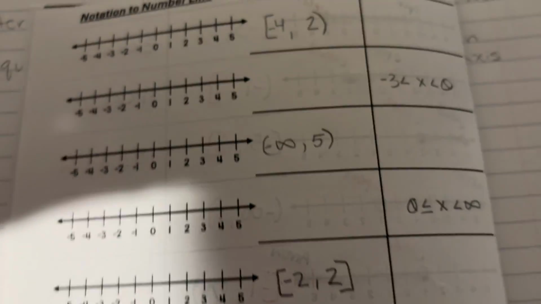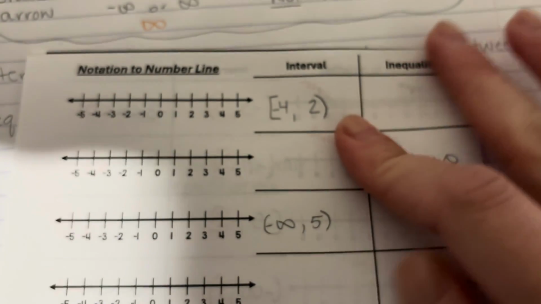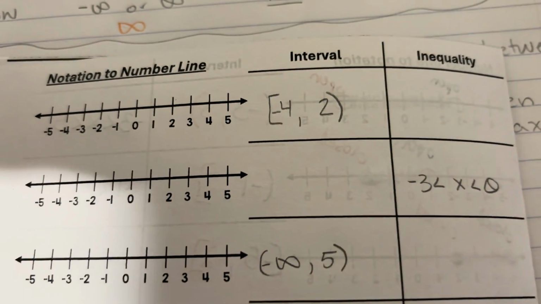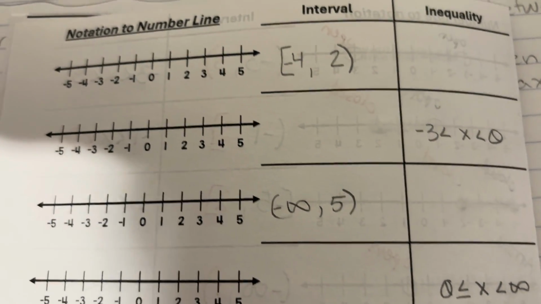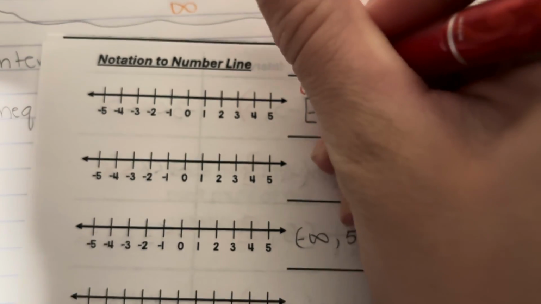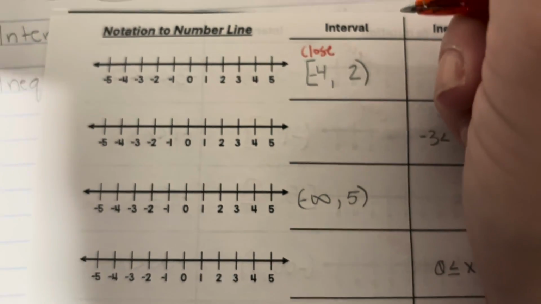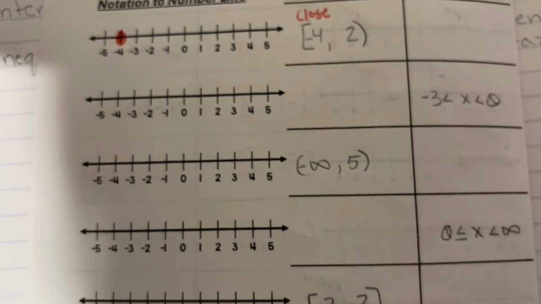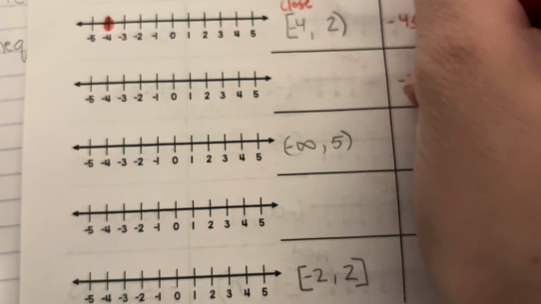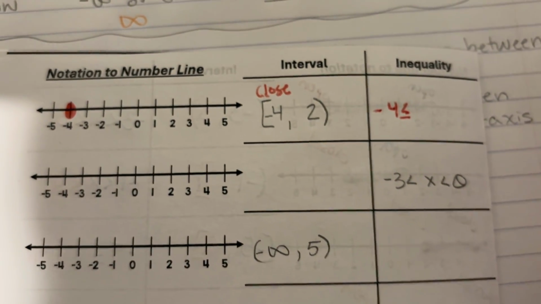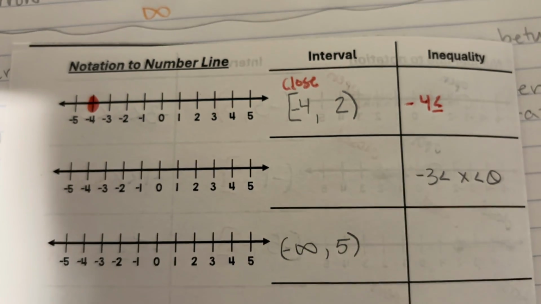Or if you want to try this next bit on your own, give it a pause and see how you do. So here we go. This first one is closed at -4. So at -4, I'm going to put a closed dot. And you know what? I'm going to just do it all the way across the board.